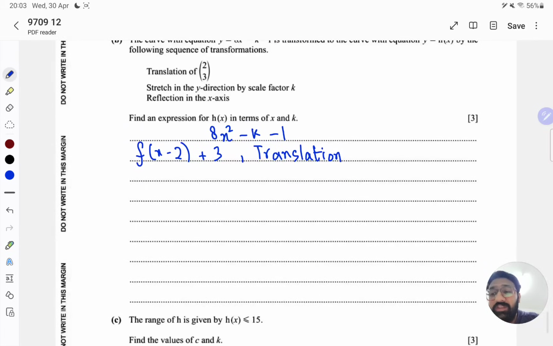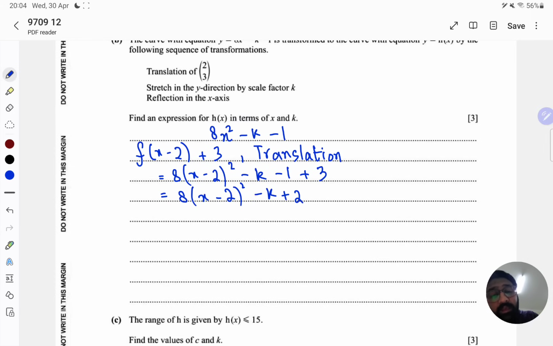So let's do this translation, which will make the function 8(x − 2)² − k − 1 + 3. If I simplify, it will be 8(x − 2)² − k + 2. The first step is done. Now we have to do the stretch in the y direction.